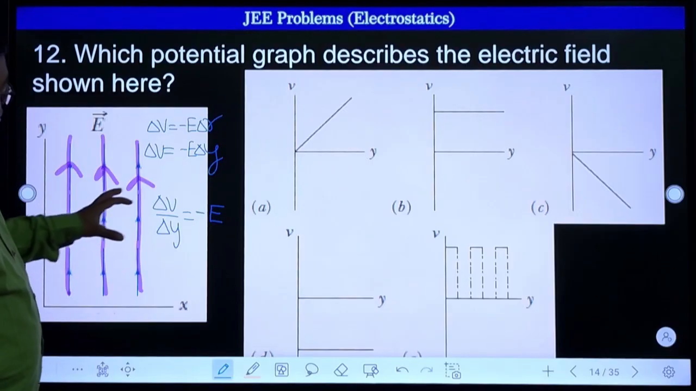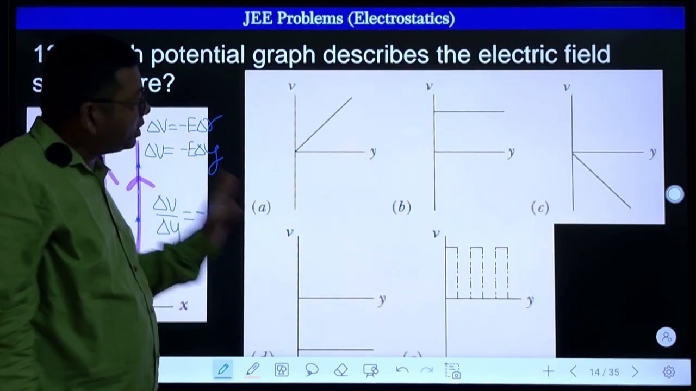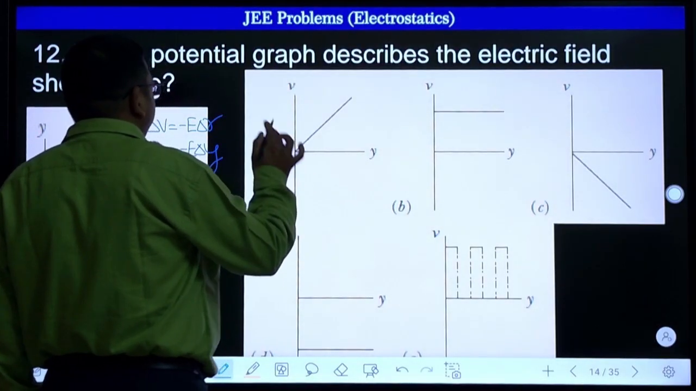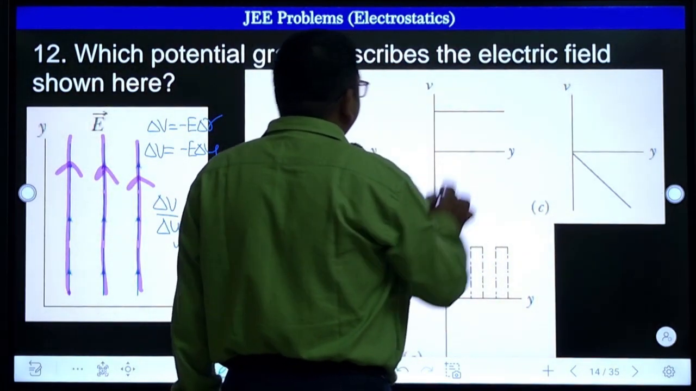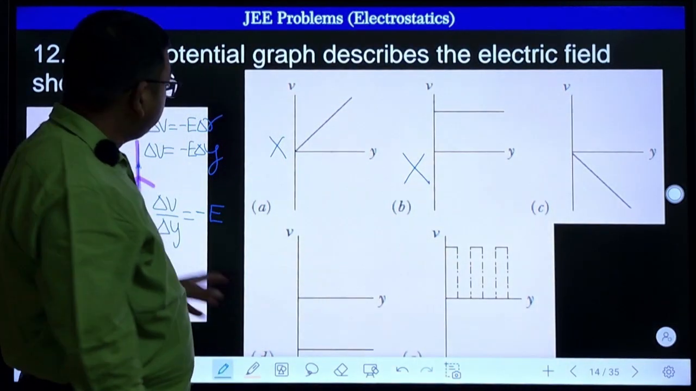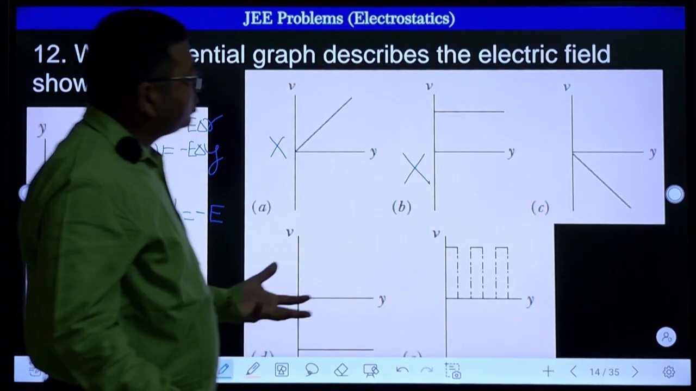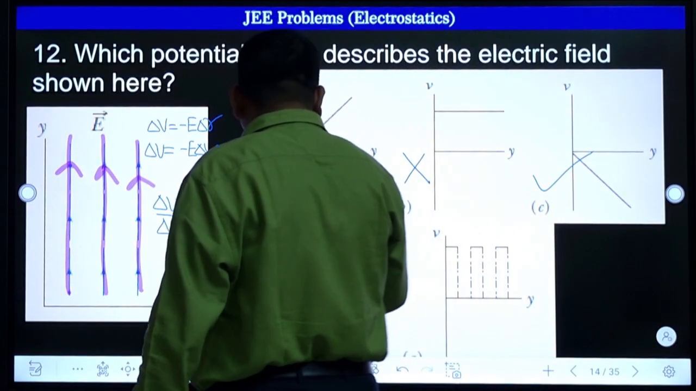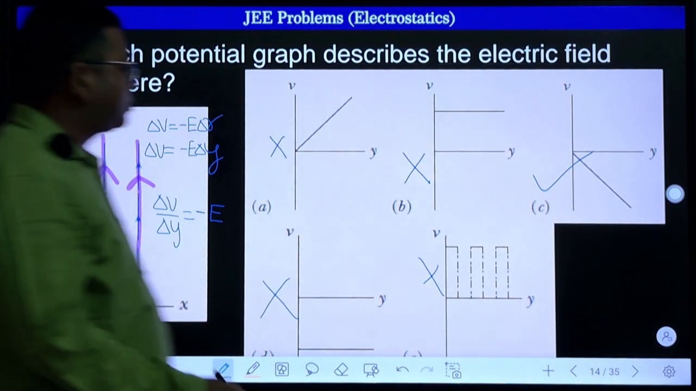So the slope of this graph is going to be a constant with a negative sign. So negative slope must be there. So this is not possible. This is not correct. A is not going to be correct. Here it is showing constant potential. That is also not correct. Field is constant, but potential will be a linear function. Potential depends linearly on y. So it is a straight line definitely with negative slope. You can choose this. Others you can reject. Clear? So we got the idea. Let us move next.